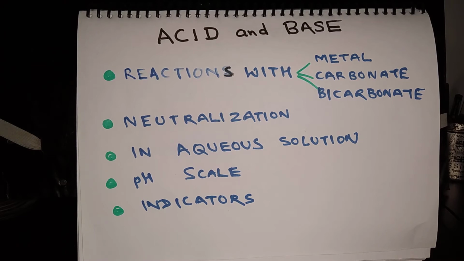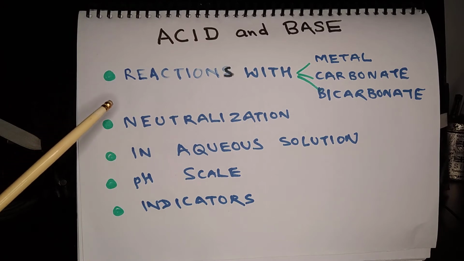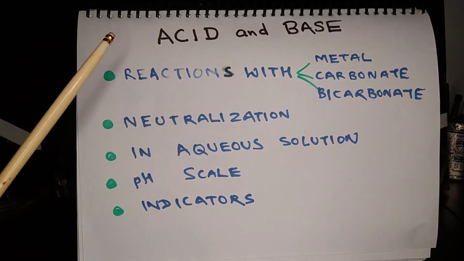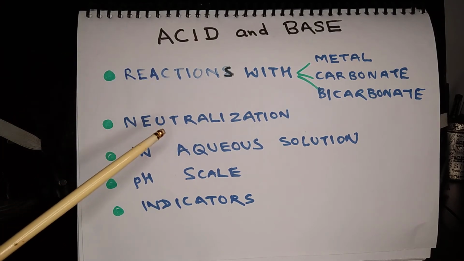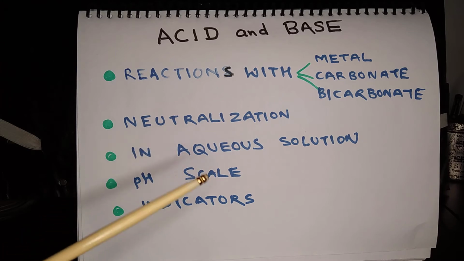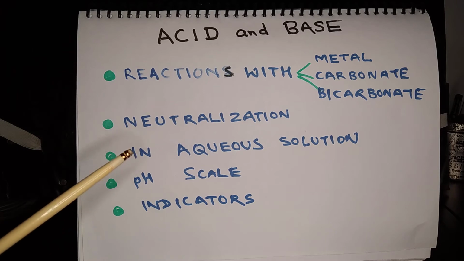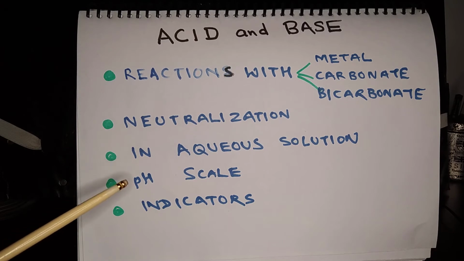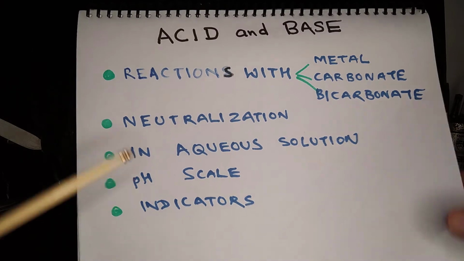In this lesson, you will be learning about acid and base. You will learn about reactions of acids and bases with metals, carbonates and bicarbonates. You will learn about neutralization reaction, that is the reaction between an acid and a base. Then you will learn how do acids and bases behave in aqueous solution. You will also learn about the pH scale and about acid-base indicators.